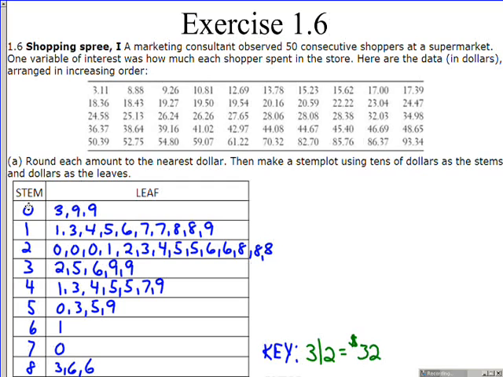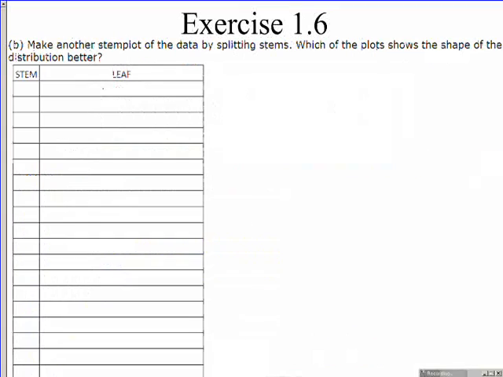Because we have a lot of leaves in the $10 range and $20 range, you may or may not want to split stems here. We're going to look at what it would look like just so you can see how to split stems. It means we're going to split each one in half. So this time I'm going to have 0, 0, 1, 1, 2, 2, 3, 3, 4, 4, 5, 5, 6, 6, 7, 7, 8, 8, and 9, 9.